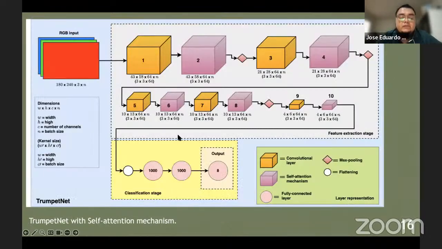So our architecture with the self-attention mechanism is presented in this slide. We added the self-attention mechanism next to a convolutional layer. We selected to use this self-attention mechanism in the convolutional layers because they are the ones that extract all the features in the image. So we use this mechanism to put attention on the valves or pistons to perform a correct classification. The classification stage is the same. We use two fully connected layers and 8 neurons at the output.